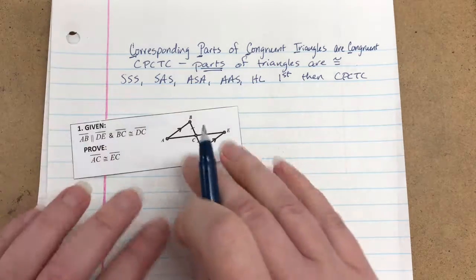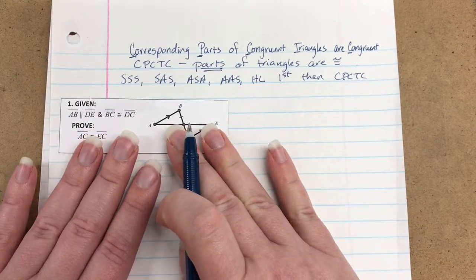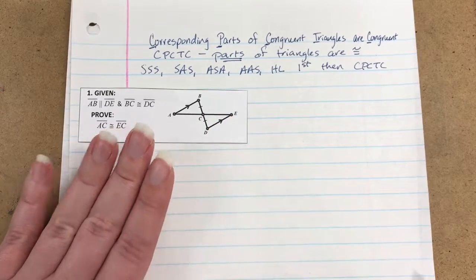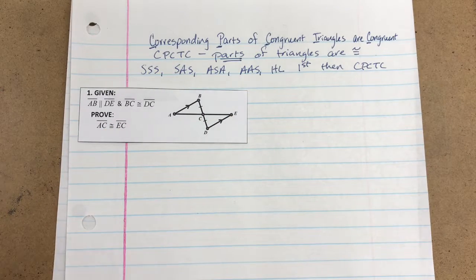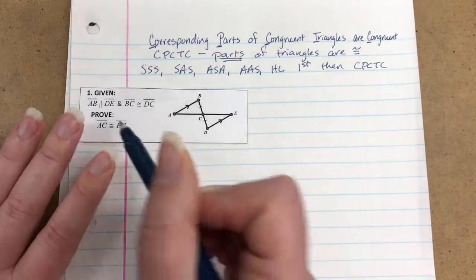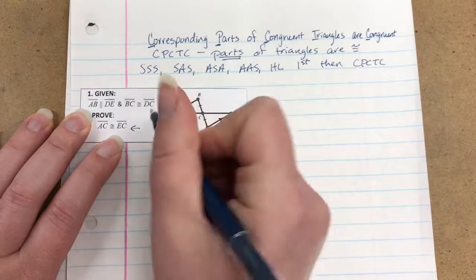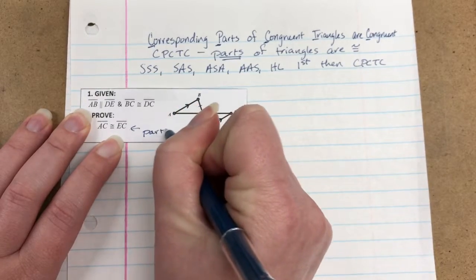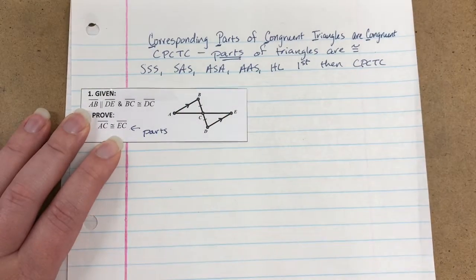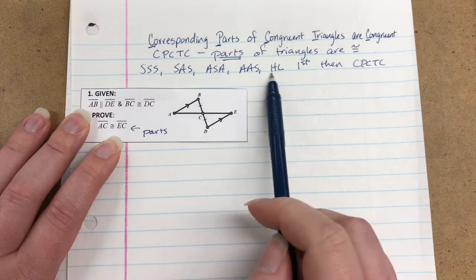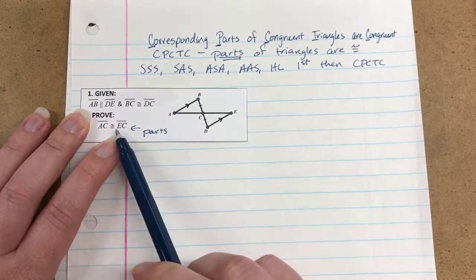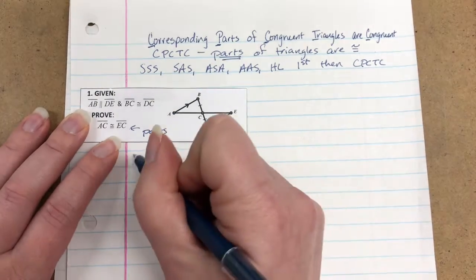So for problem number 1, we're given that segment AB is parallel to segment DE and segment BC is congruent to segment DC, and we have to prove that segment AC is congruent to segment EC. So I'm noticing here, this is talking about parts of two triangles. So I'm going to try and prove that the two triangles are congruent first before I can say this statement.